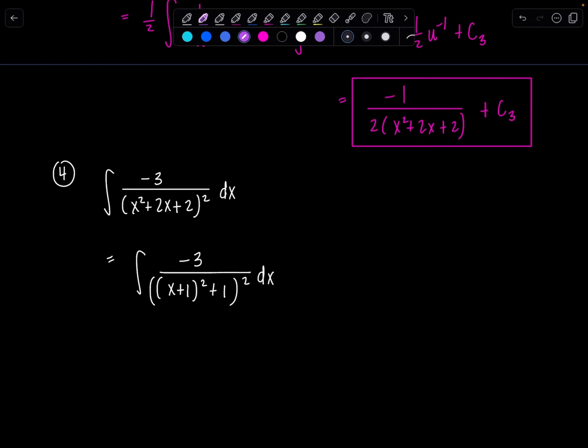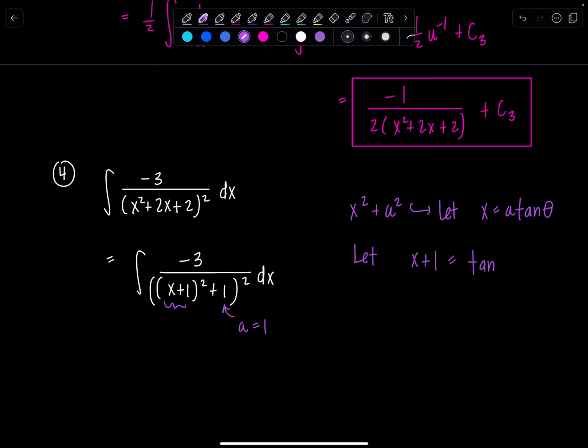And remember, usually if we have an expression of the form x squared plus a squared, we let x equal a tangent theta. Well, in this case, x plus 1 is my entire variable quantity, and a here is 1. So what we're going to do is let x plus 1 equal 1 tan theta. So you keep this whole guy together. That's all of it, okay? And then take the derivative, so dx would be secant squared theta d theta.